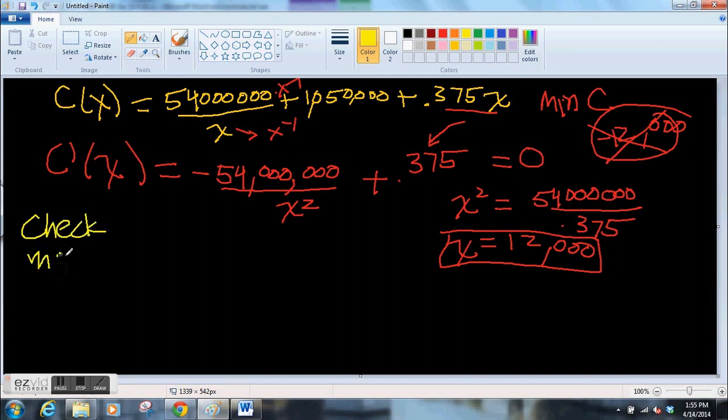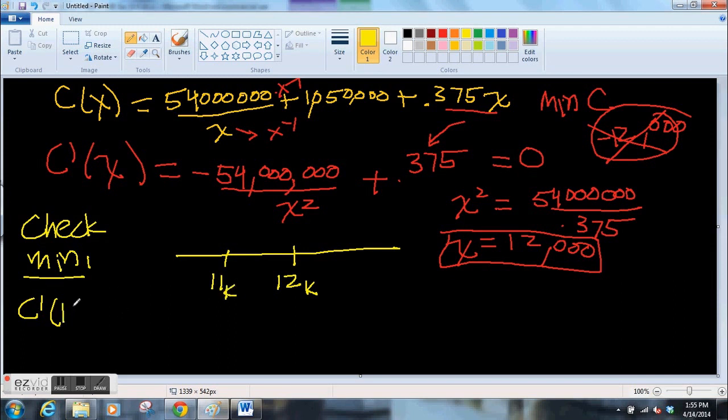So we want to check to make sure that this is a minimum cost. Check for minimum. And we can use our first derivative sign test. We have 12,000, I'll say 12k, and let's try a number on this side, 11,000, 11k. If we plug 11,000 into the first derivative, and you have to plug in all the right zeros, you get minus 0.07. The number doesn't matter so much as the sign.